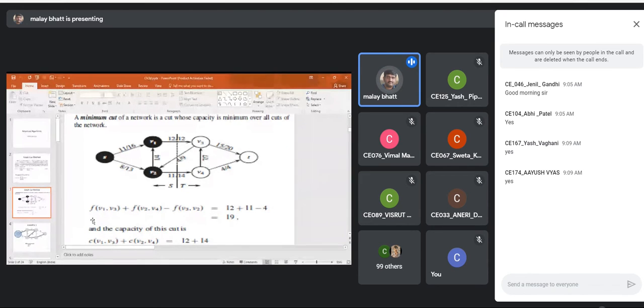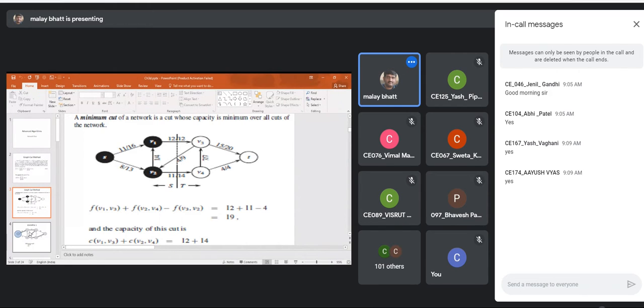What is the capacity of that cut? The outflow from V1 to V3, because that is the only arrow. Another outflow is from V2 to V4. That is another capacity. So it is 12 plus 14. That is the capacity of this cut, if you cut the graph into these two parts.